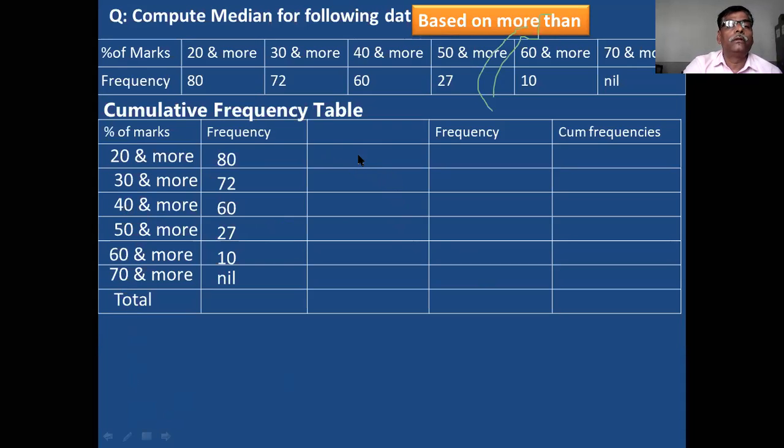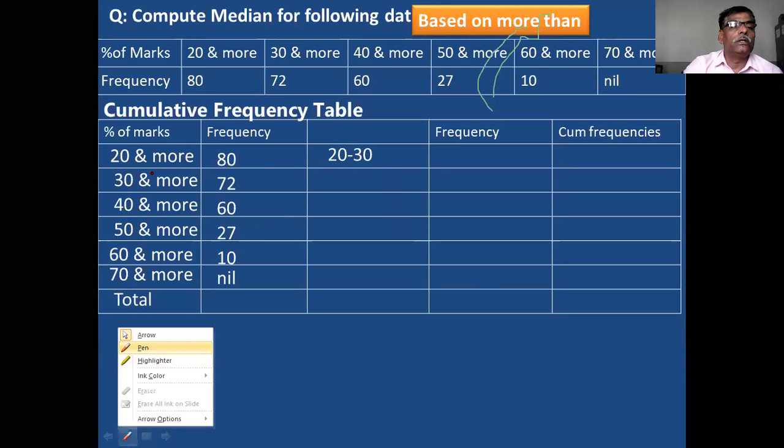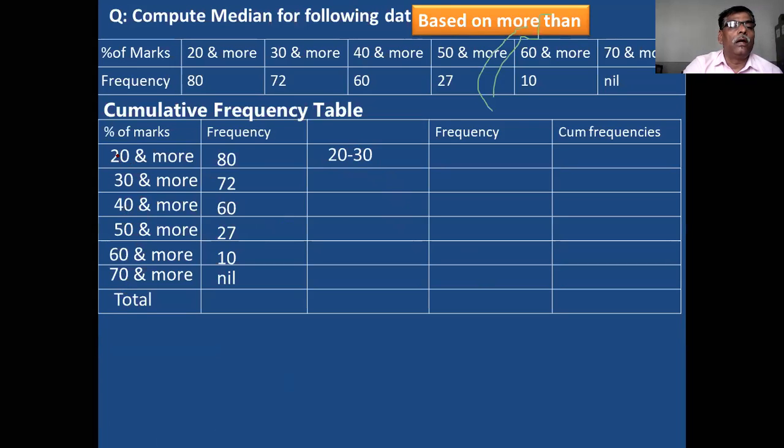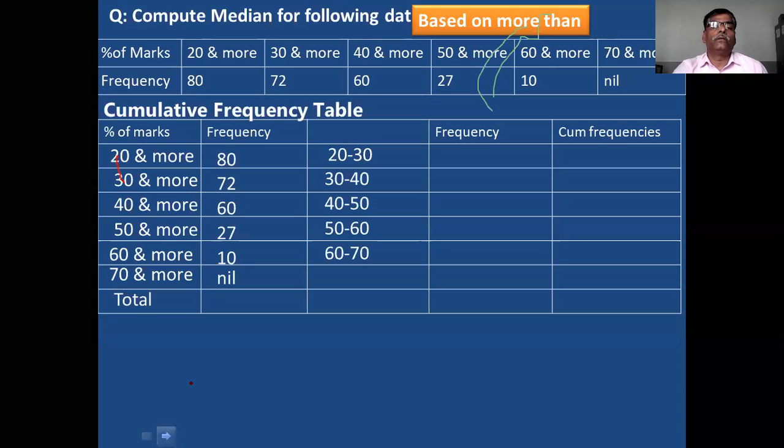How to make the upper limit? First, 20 to 30. 20 to 30, how I have taken this? You see here. This 20 is the lower limit and 30 is the upper limit. Okay. 20 to 30 first. And next, this 30 becomes lower, second becomes upper limit. Okay, in this way you have to make the entry. Okay, 30 to 40, 40 to 50, 50 to 60, 60 to 70. 70 to 80 is not necessary because there is no frequency.